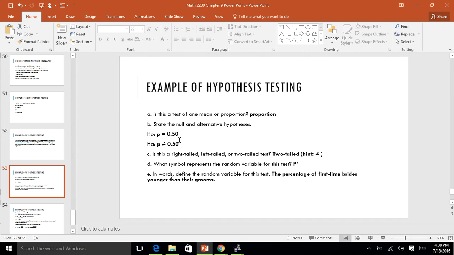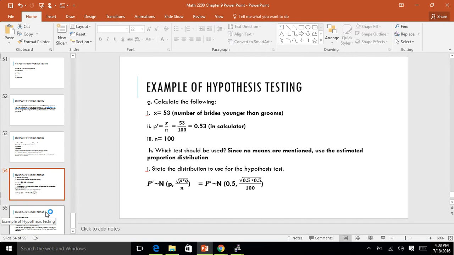So my null hypothesis is p equals 0.5. My alternative is p does not equal 0.5. So is this a right-tailed, left-tailed, or two-tailed? It's a two-tailed, and the hint is the not equal sign in the alternative. So what symbol represents the variable for this test? It's a capital P with a little apostrophe at the top. In other words, define the random variable for the test. It's the percentage of first-time brides younger than their grooms.